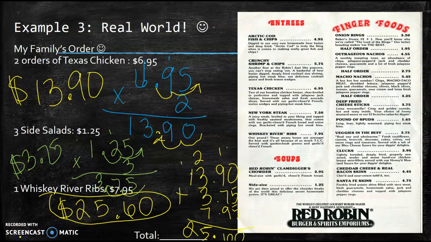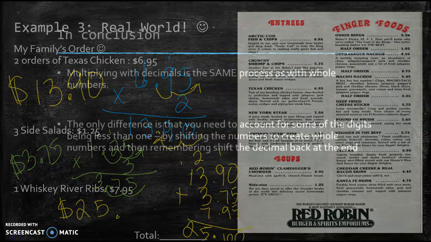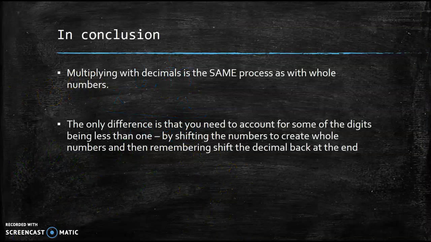All right, so in conclusion, we have that multiplying decimals is the same process as multiplying with whole numbers. You just have to account for the shift. So shift to the right and then shift to the left at the very end.